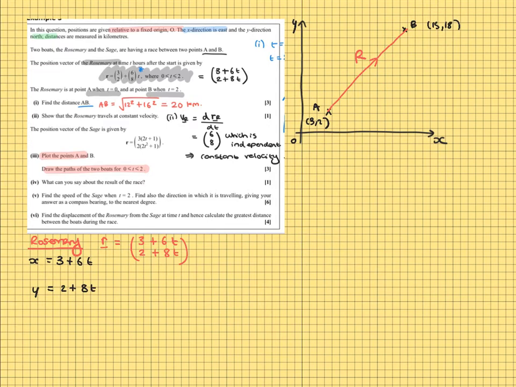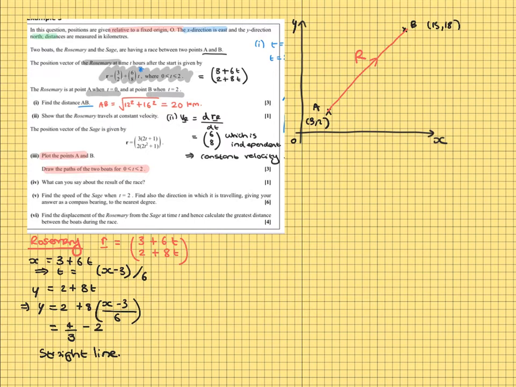A pair of parametric equations. You've come across these ideas before. We're going to eliminate the parameter t and find a Cartesian equation. So let's rearrange this first equation, which gives us t is equal to (x minus 3) over 6. And we'll substitute this into the equation for y, which gives us 2 plus 8 times (x minus 3) over 6. Now I can simplify this a little bit, which gives me the final result, y is equal to 4/3 x minus 2. That's the equation of a straight line, and it tells us the path connecting A and B for the Rosemary is a straight line, which again makes sense because we know it's travelling at a constant velocity.